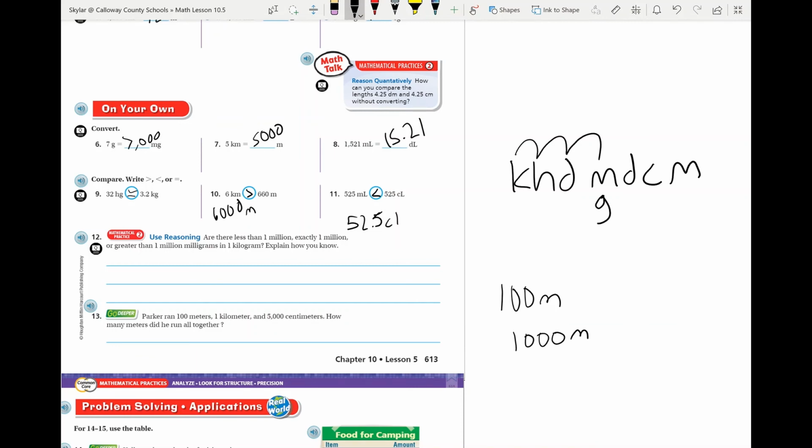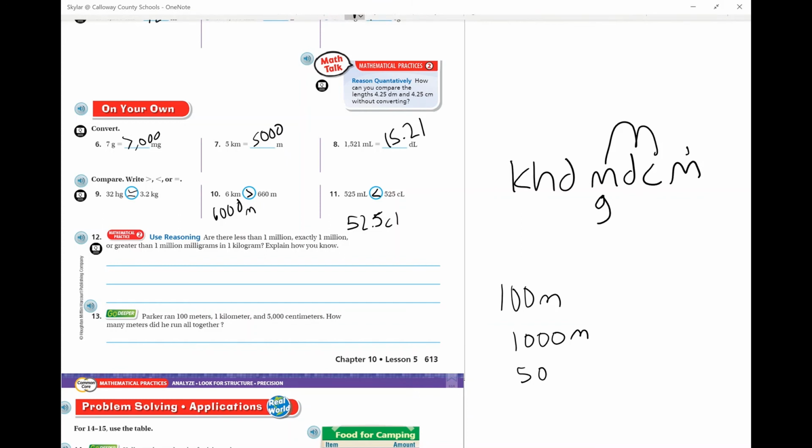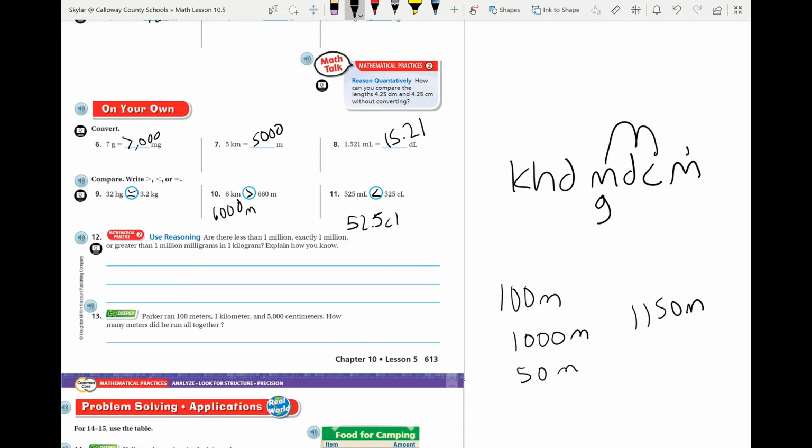And then we've got 5,000 centimeters. So let's go from centimeters to meters. Oops, that is 1, 2. So we move it back 1, 2. So we've got 50 meters there. So we add all that together, we get 1,150 meters for number 13. Alright, not too bad, not too bad.